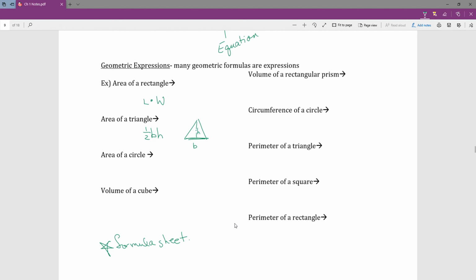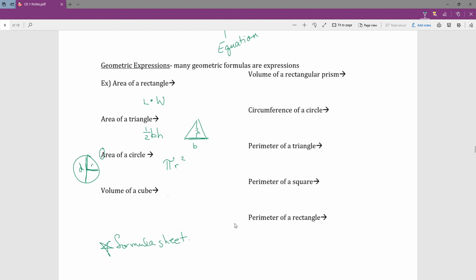Area of a circle, this one is pi r squared. And the reason I know it's pi r squared is because it's the area. And just as a reminder, circle, this is radius, right? This is diameter. So all the way across. The radius is half of the diameter. Okay, one more expression. You'll notice there's no equal to signs in these.